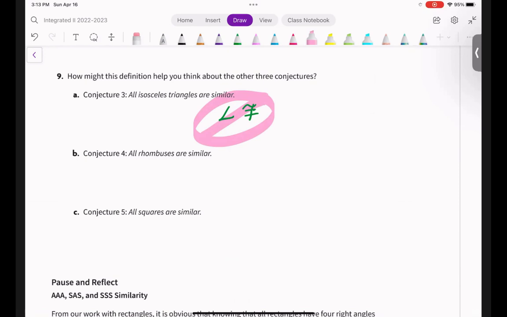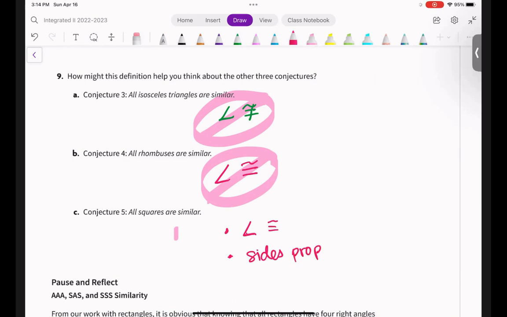The rhombuses, the sides were proportional, but here again, the angles weren't congruent. So again, this is where we failed. And the reason why the squares one worked is because of the 2 criteria, number one, angles are congruent and sides are proportional. They both worked.